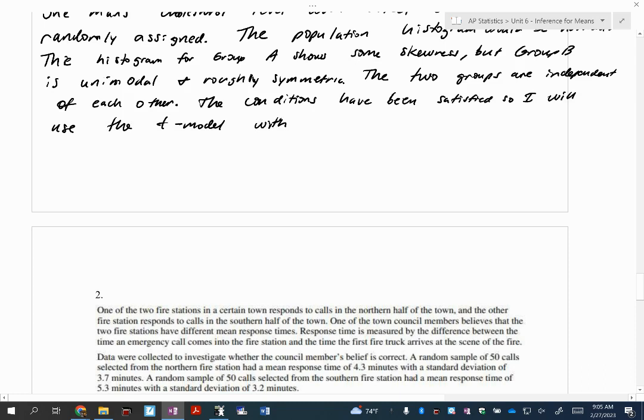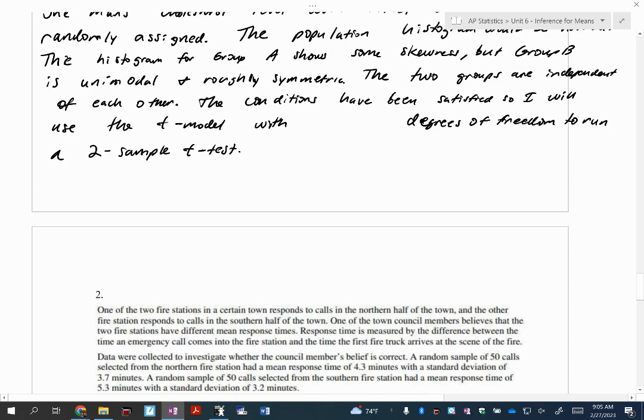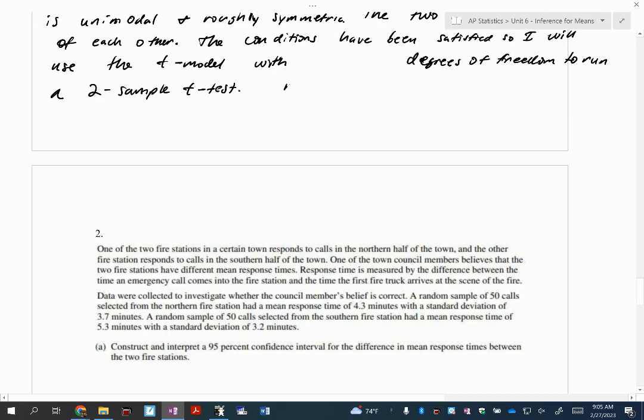Remember, with 2 sample t-tests, ultimately we have to wait till we use the technology. So I'm going to leave a little blank there. Degrees of freedom to run a 2 sample t-test. All right, so let's write down all the stuff that we know. We know the sample size for group A is 10, same thing with B. We don't know, actually we do know the Y bars for A and B. They were given to us, that's kind of nice.